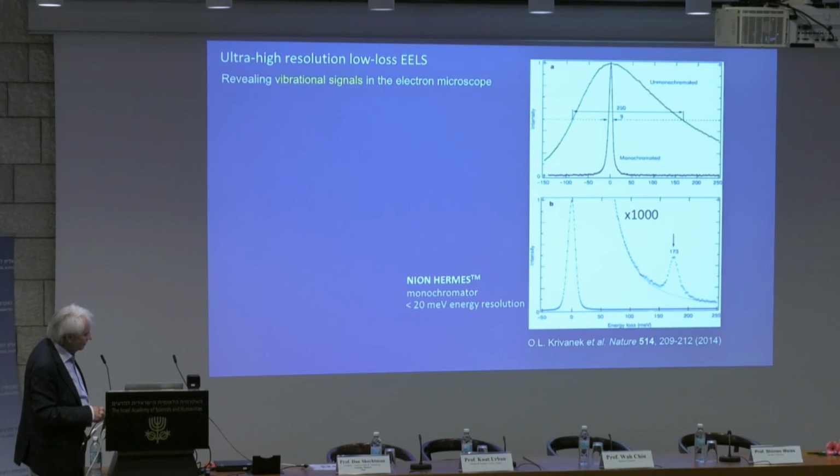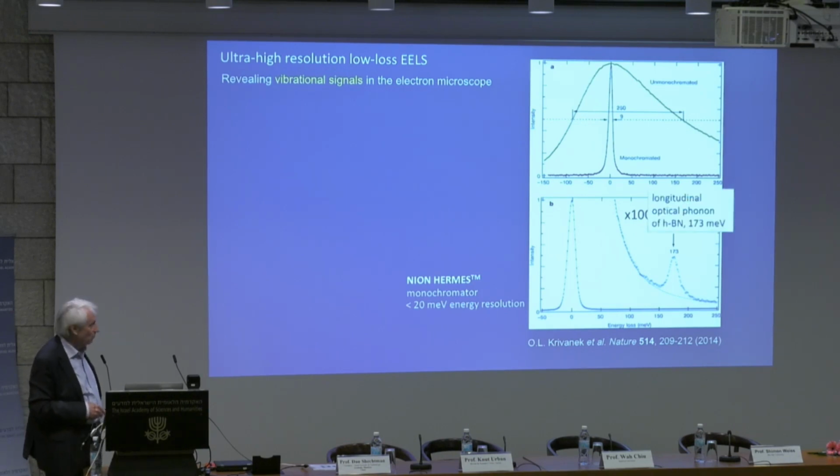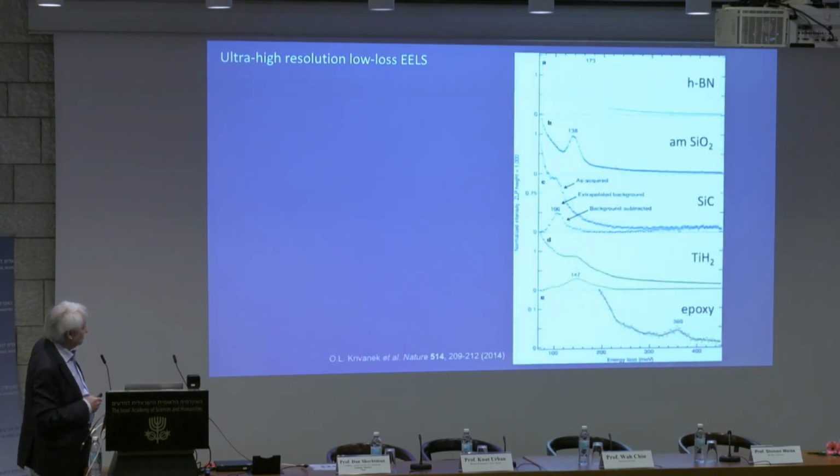There is something going on down here. We magnify by a factor of 1,000. And here you see a nice peak of the longitudinal optical phonon of hexagonal boron nitride at 173 milli-electron volt comes out. This means that we can do very precise low energy loss spectroscopy, which is interesting for surface science. And now surface scientists are buying this type of spectroscopic microscopes.